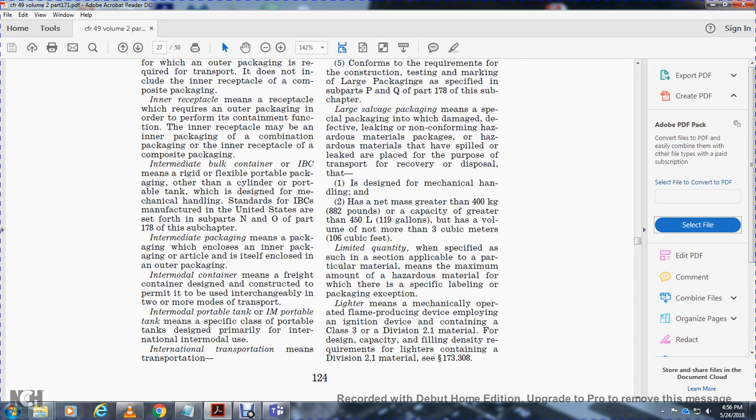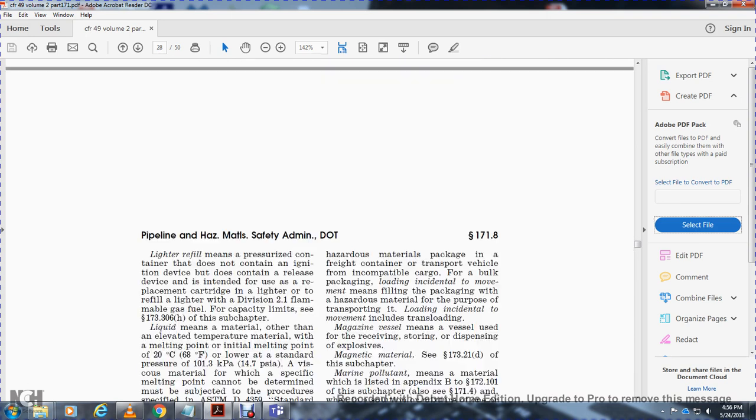Lighter means a mechanically operated flame-producing device employing an ignition device and containing Class 3 or Division 2.1 material. Design, capacity, filling, and dimension requirements for lighters containing Division 2.1 materials are in 173.308. Lighter refill means a pressurized container that does not contain an ignition device or a relief device, intended for the replacement of the cartridge within the lighter tube, containing Division 2.1 flammable gas fuel, with capacity limits in 173.306 of this subchapter.